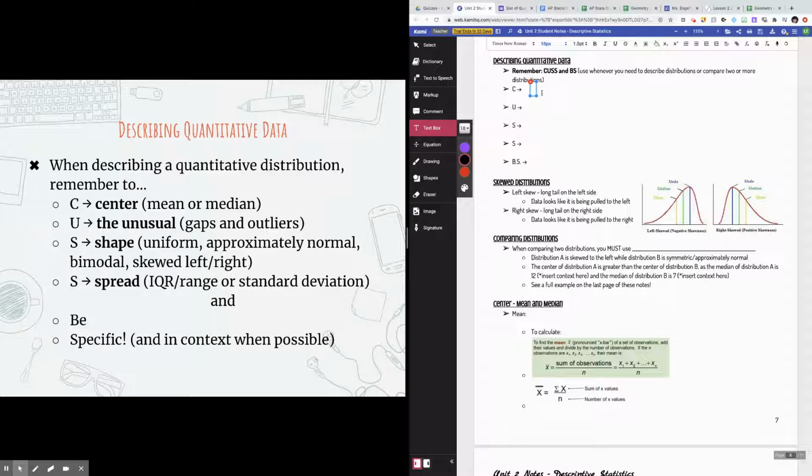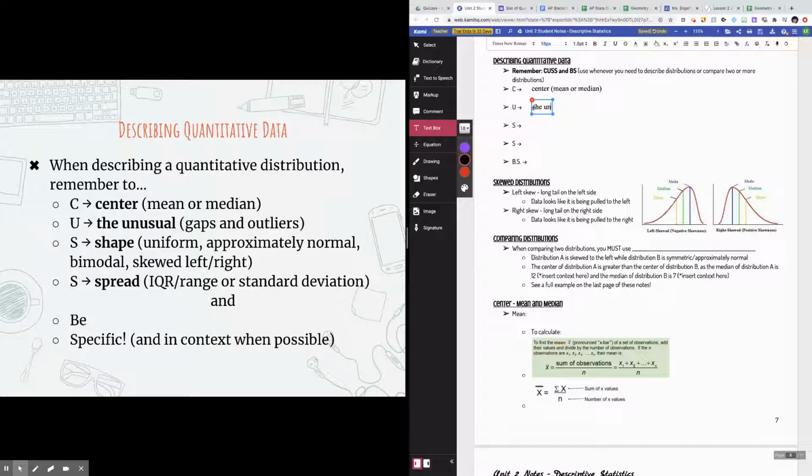So the C stands for center. Okay, so your center will be either the mean or the median, whichever makes the most sense for that data set, or whichever is given to you, right, or easiest to calculate. You don't have to describe both, right? You just have to choose at least one, mean or median.